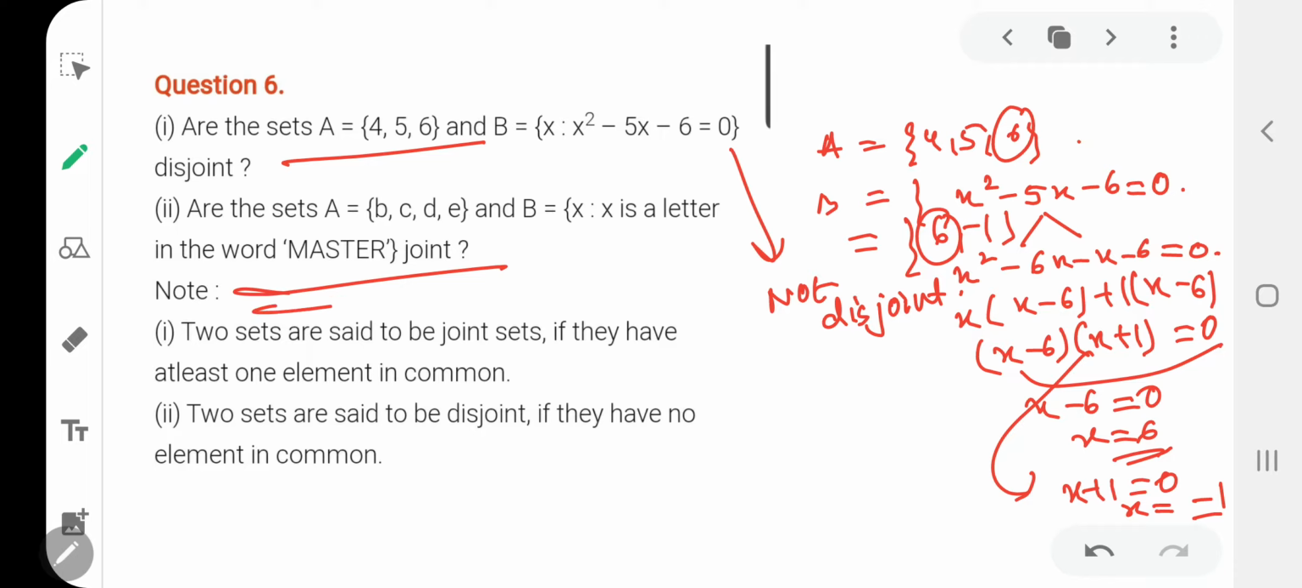Clear? Next we have B, C, D, E are the elements in set A, and for B you have letters in the word master. So you have M-A-S-T-E-R. Now if you notice them, my dear kids, they have something in common. Yes, let's see. They have E in common. So we can say they are not disjoint sets. Or in other words, you can say they are joint sets. Question number 7. Let's jump on to next.